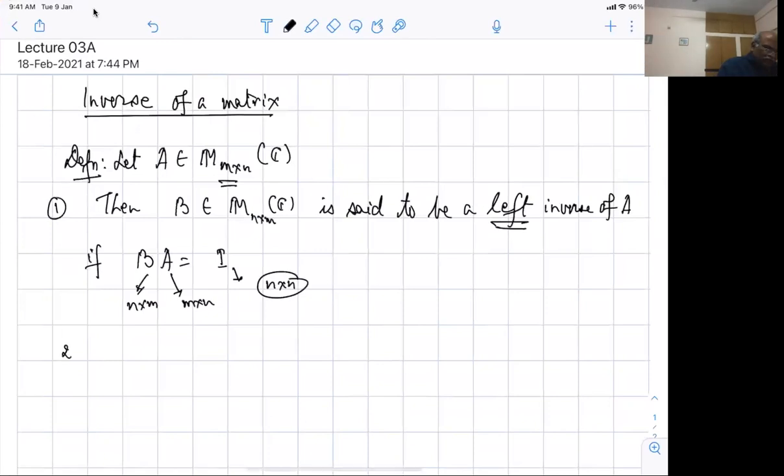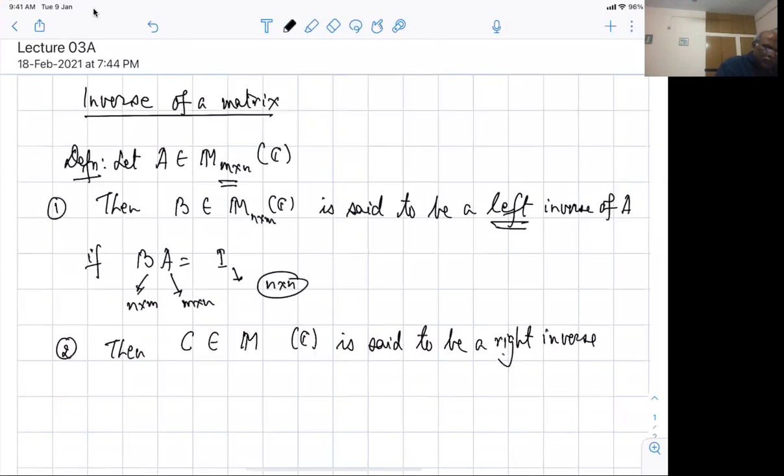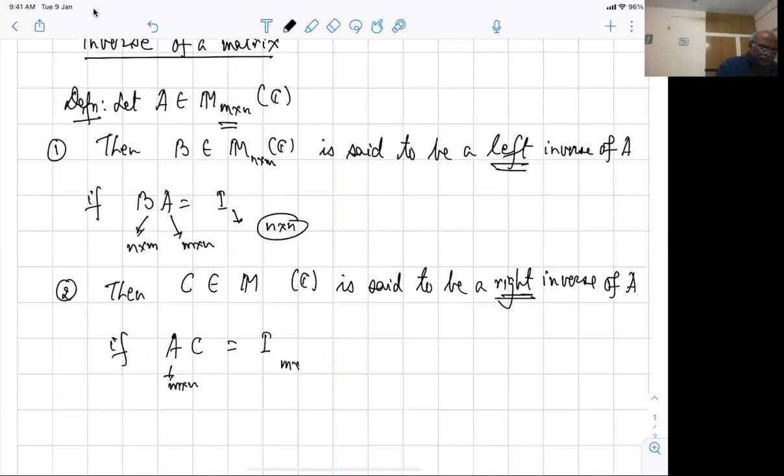Now similarly, you can have the notion of what you call the right inverse. Then C belonging to M of something is said to be the right inverse of A if A times C is identity. Fine. So again, I know about A. A is an m cross n matrix. Identity is a square matrix. So I need to have this as an m cross m matrix. So C has to be an n cross m matrix. All right. Fine.